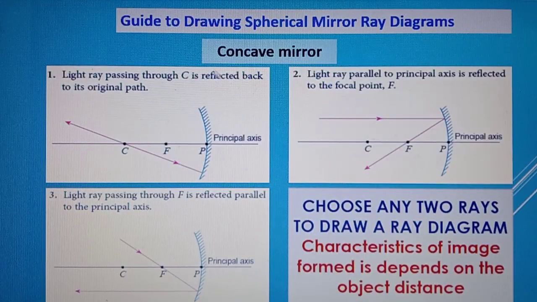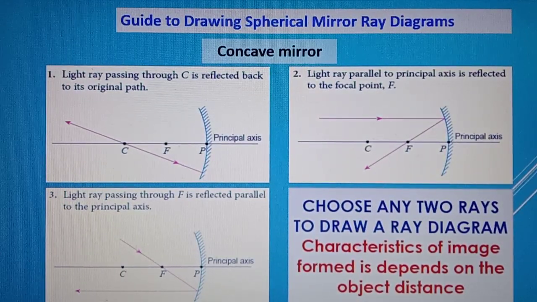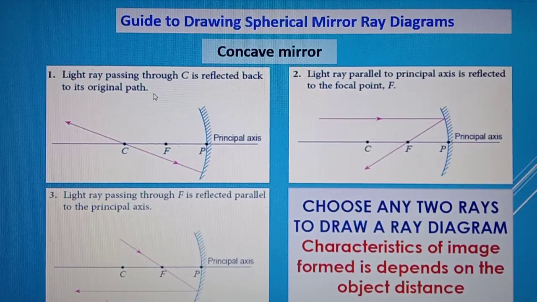Okay, now for this topic, we want to draw a ray diagram in order to find the characteristics of the image formed, or to find the position of the image formed by a curved mirror. Let's discuss the first one, the concave mirror. The guide to drawing, or the rules of drawing, there are 3 rules.